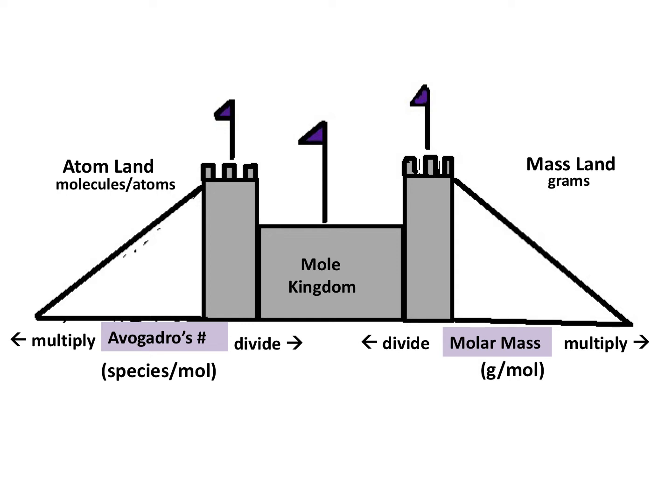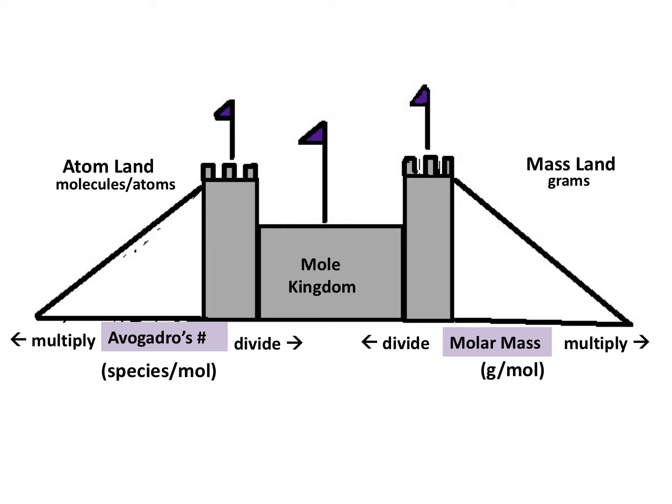So whenever you're going from a land into the kingdom, you are always going to be dividing. So notice this: atom land into the kingdom, you divide; mass land into the kingdom, you divide. And you remember this by anytime you want to go into the kingdom, you're going to divide and conquer. Now, depending on where you're coming from, that's going to dictate what you divide by.